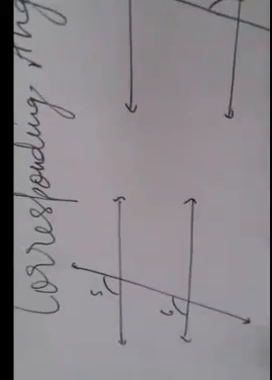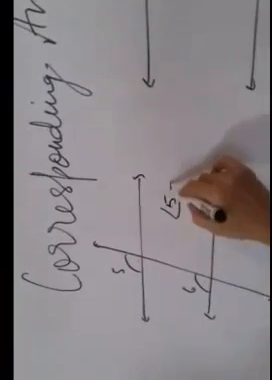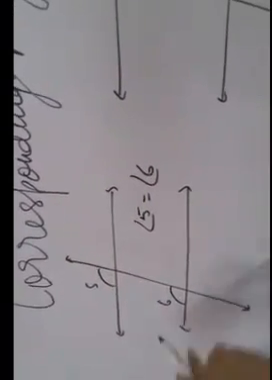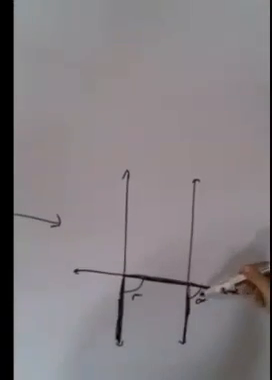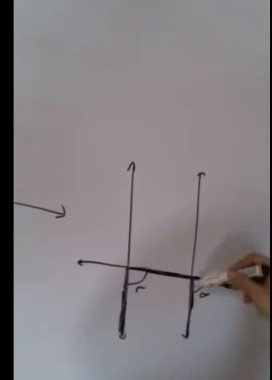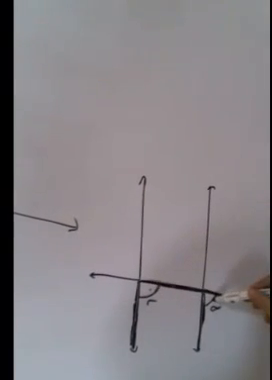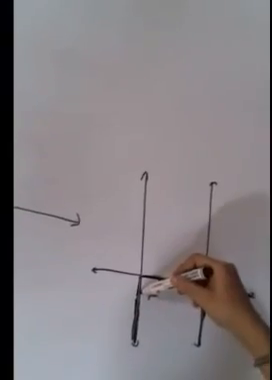Now if we move to the other side, here you can see angle 5 and angle 6. Again angle 5 will be equal to angle 6 by the concept of corresponding angles. Similarly angle 7 and angle 8. You can see here that I have made the F and shown how these angles make an F. Angle 7 is equal to angle 8 by the corresponding angles.